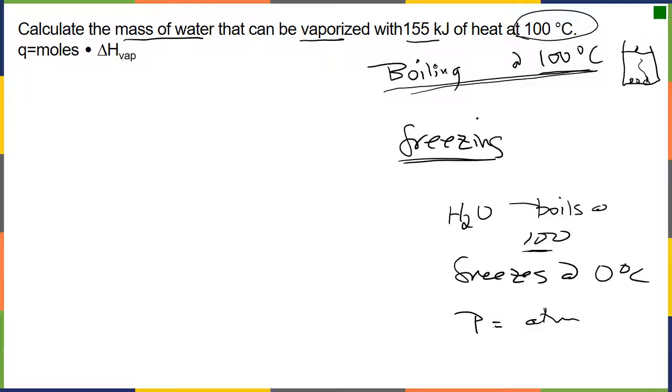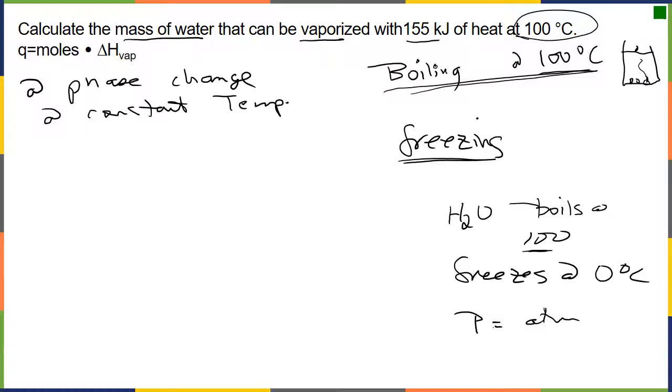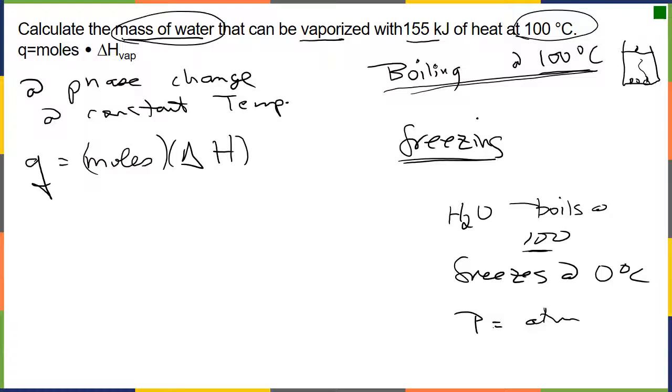So we have two equations. We are either at a phase change, and if we are at a phase change, we are going to be at constant temperature. If we are at a phase change and we are at constant temperature, our heat Q is usually given in moles multiplied by the delta H of the process. So let's just figure out how much water is going to be vaporized with this amount of heat at 100 degrees Celsius.